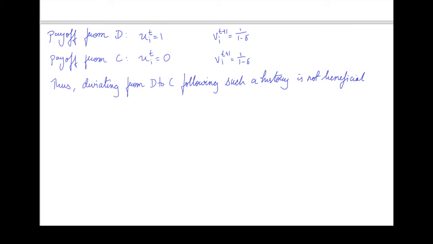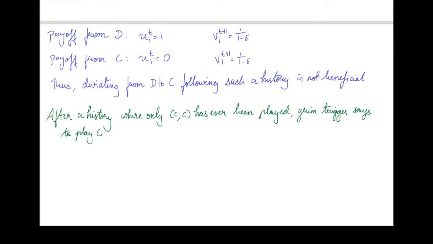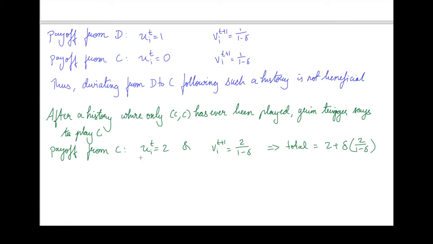What about after a history where only CC has been played in all periods? Following such a history, Grim Trigger tells you to play C because nobody has played D ever, so you should continue to play C. So your payoff from sticking to C and obeying the Grim Trigger strategy is that in this period you're going to get 2. And your continuation value is going to be, you're going to get 2 in every period, so you're going to get 2 over 1 minus delta. So your total lifetime payoff from here forward is 2 plus delta times 2 over 1 minus delta. Remember, the total payoff is your utility from today plus delta times your continuation value.